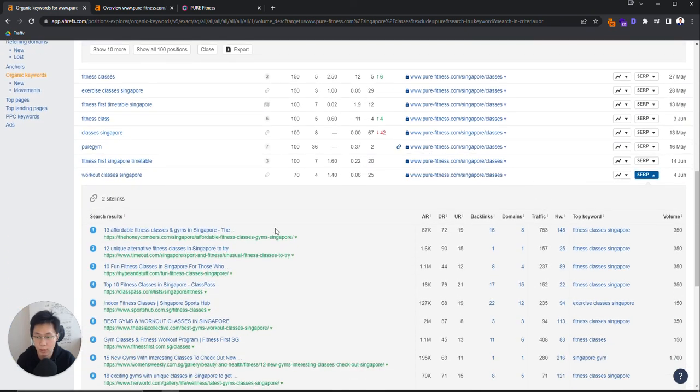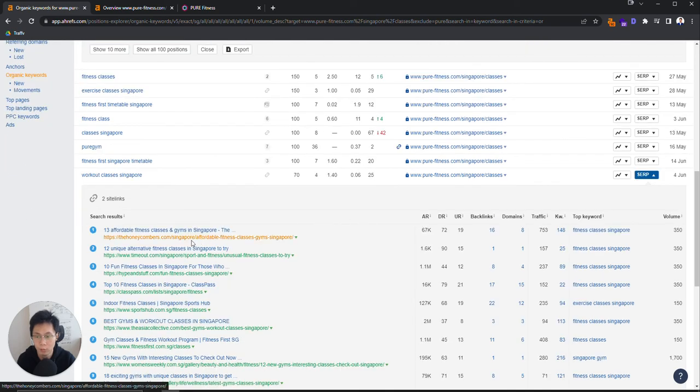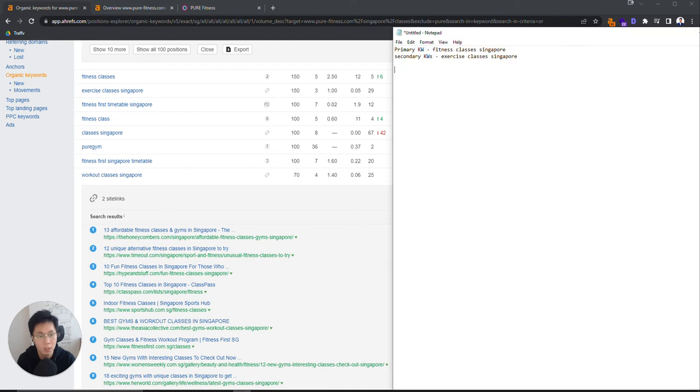And then I want to look at this. You can see Honeycombers, Timeout, Hype and Stuff. The pages that are ranking for these keywords are also ranking for these keywords, which means I can go after this keyword as a secondary keyword as well. What I'm looking for in secondary keywords are keywords that are not duplicated. So you can see fitness classes in Singapore, and exercise classes is a term that is not anywhere here, and you can see workout classes. I can also include workout classes as a secondary keyword because I don't have workout anywhere here.